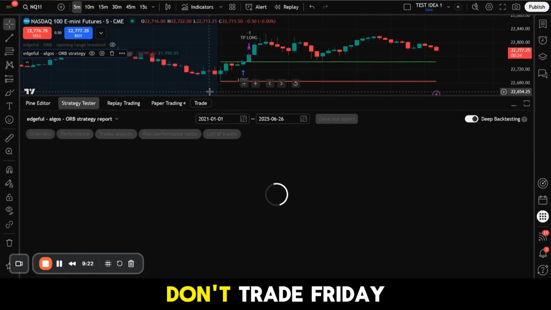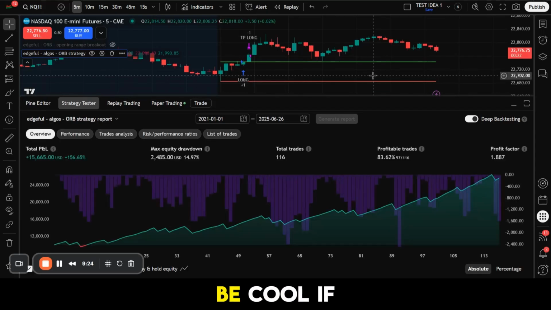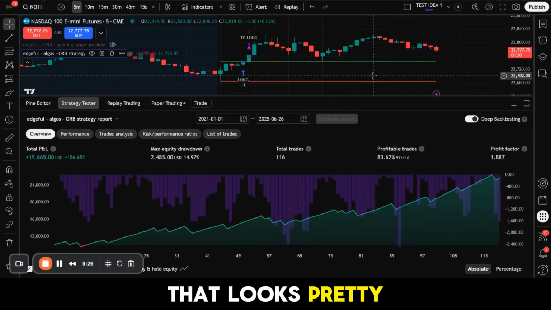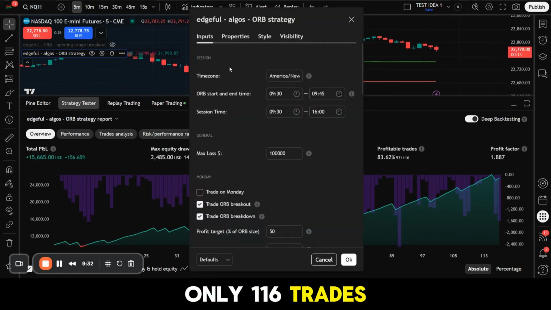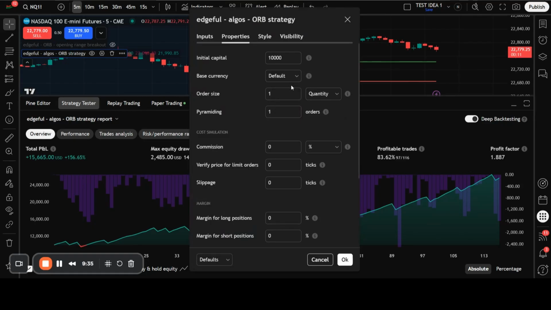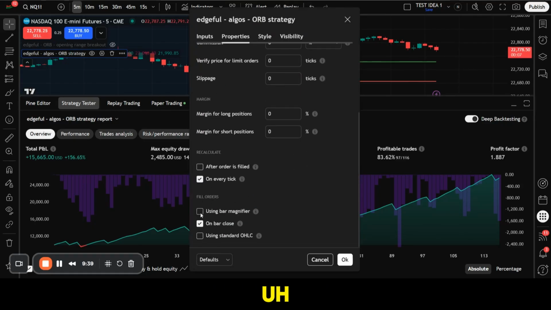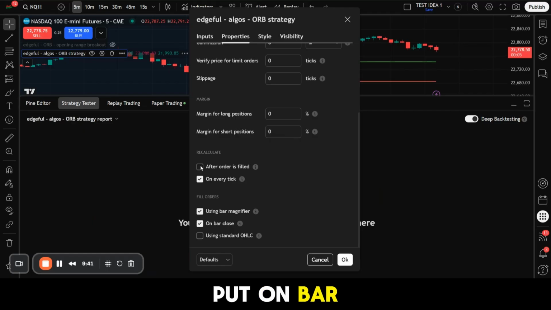And let's see what it does. I don't trade Friday, so we'll see if we get anything. It'd be cool if we got a winner today. All right, that looks pretty good. That's actually not bad, 1.887, but only 116 trades. That's not bad. So maybe we're gonna trade Fridays. Well, I did put on bar magnifier too.